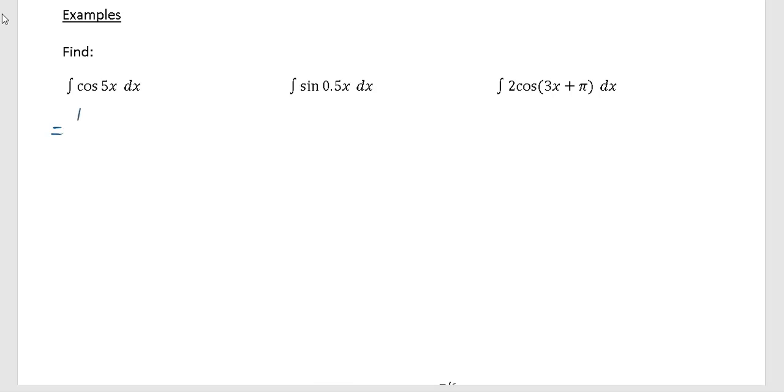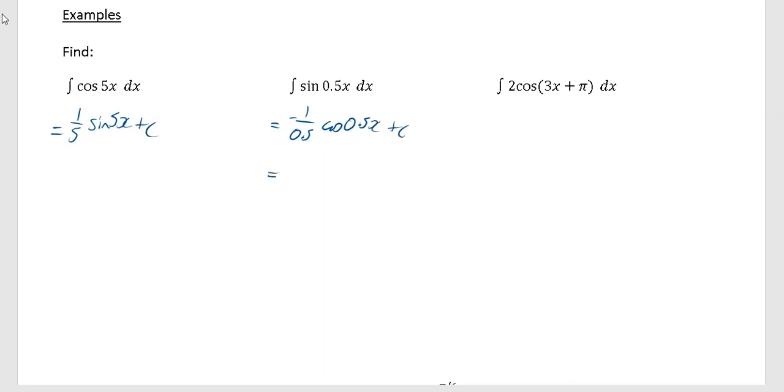So here it's just equal, jump straight to the answer, it's 1/5 sine 5x plus c, and that's it done. Okay, this one is integrating your sine mx example. If you integrate sine mx, you'll get minus 1/m, and our m in this case is 0.5, times cos mx, so cos 0.5x, and then plus your c.